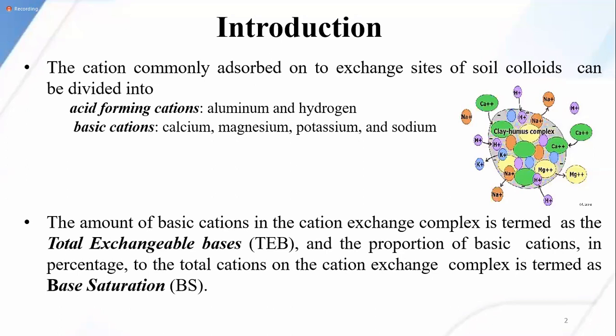A simple definition. Any one of you? The amount of exchangeable cations per unit weight of dry soil. Okay, very good. Amount of exchangeable cations per unit weight of dry soil.